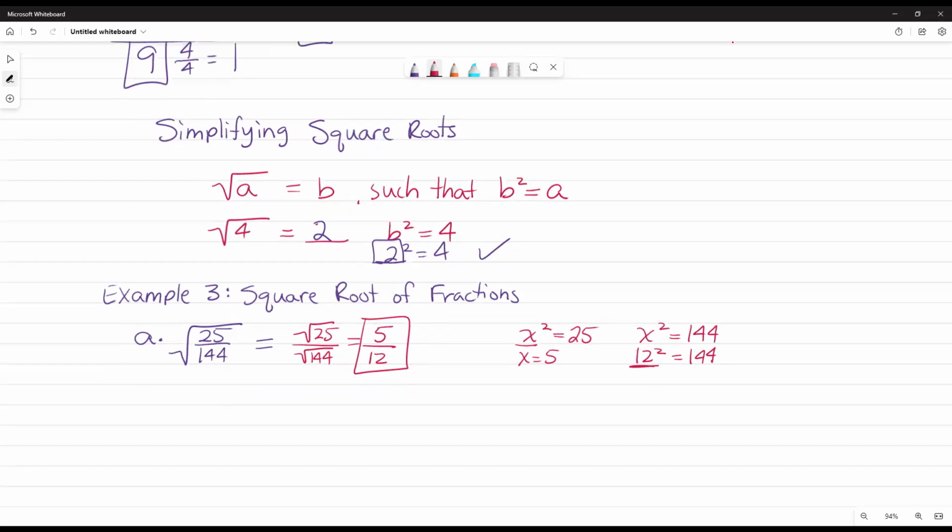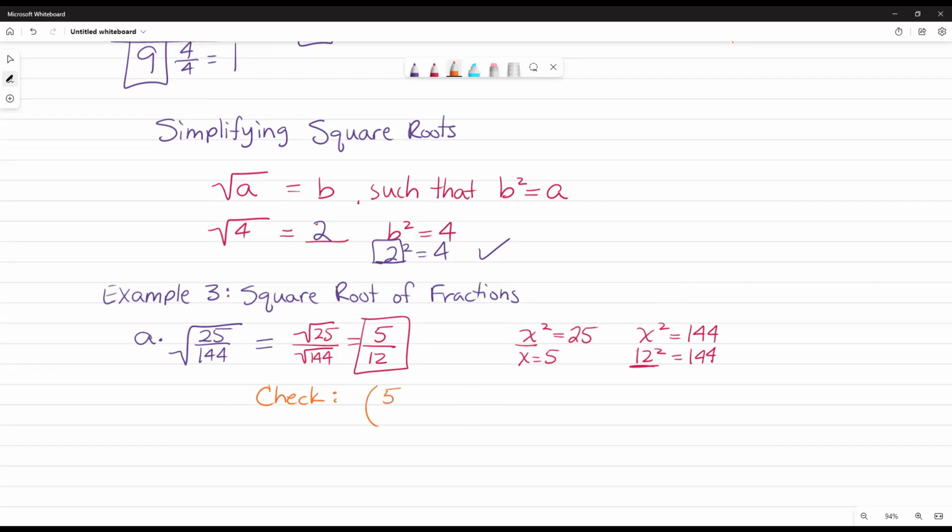Now, if we want to check if we're correct, we do the inverse of square root. Think of inverses like, what's the inverse of addition? Subtraction. What's the inverse of multiplication? And what's the inverse of square root? Squared. Yes. So we can always check it by having 5. So this is our check.